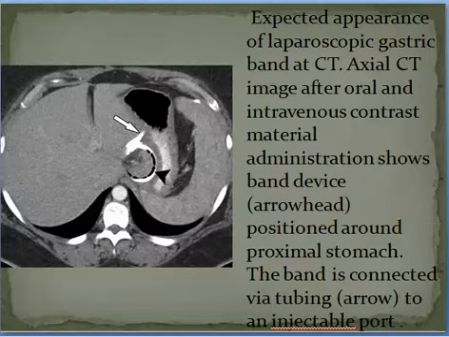This is the band. Expected appearance of the band at CT after oral and intravenous contrast administration shows the band device, arrowhead, the black one, positioned around the proximal stomach, the band connected via a tube. This is a tube to an injectable port in this area.